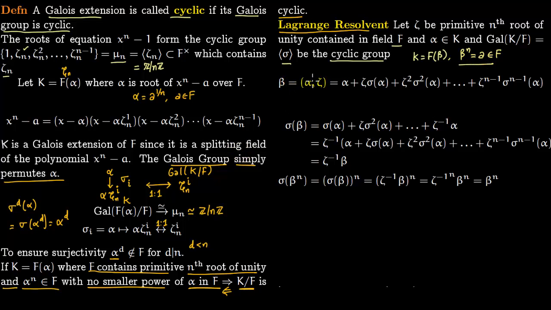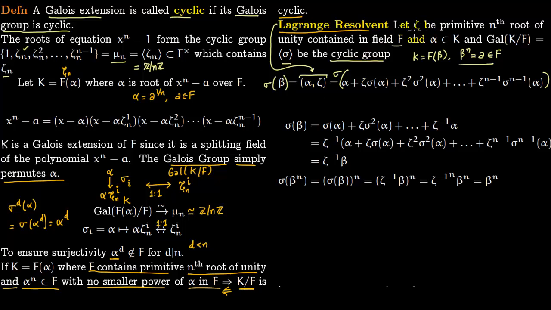So beta, you write it as alpha comma zeta. This is the expression for the Lagrange resolvent. This is how the Lagrange resolvent looks, and then you apply sigma to it. You apply sigma here. You write zeta sigma alpha, zeta square sigma square alpha, up to zeta to the n minus 1 sigma to the n minus 1 alpha. Now you apply sigma again to this equation.